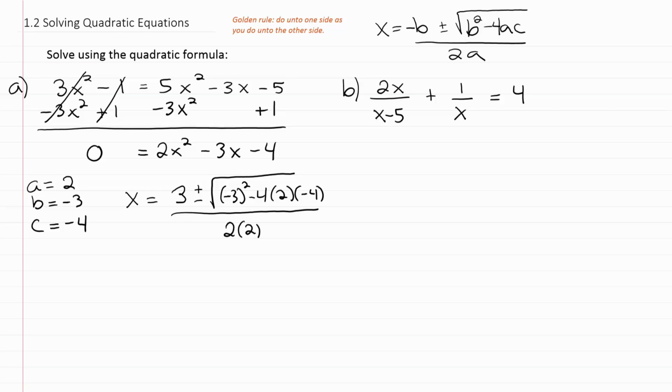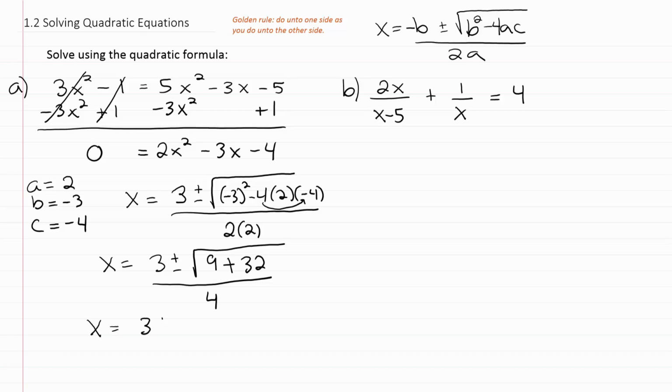So this means that our answer will be 3 plus or minus the square root of 9 minus, now the negative times the negative here is going to make it a plus 16 times 2, or 32. And we'll divide that by 4. So from here we can just continue simplifying by saying x is equal to 3 plus or minus, now 9 plus 32 will end up giving you the square root of 41. And that will be all over 4.